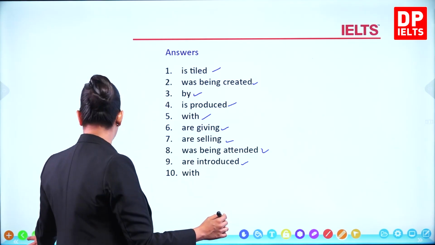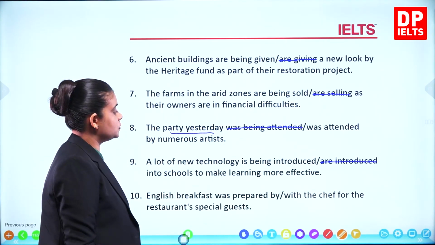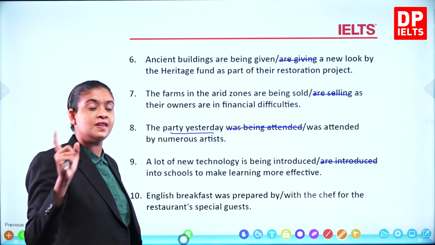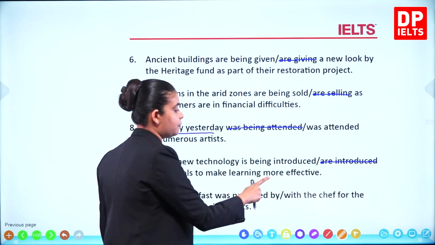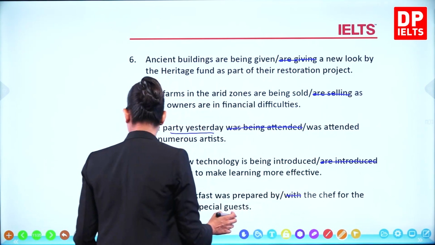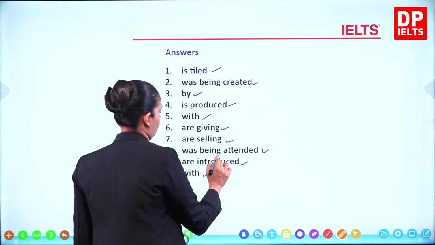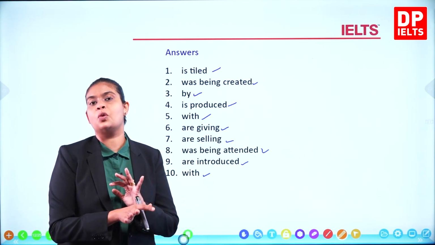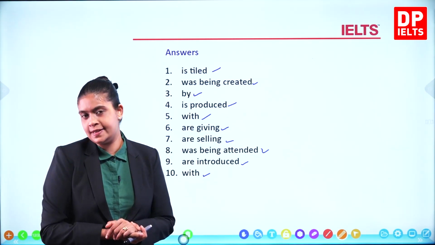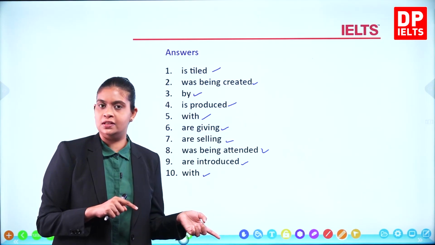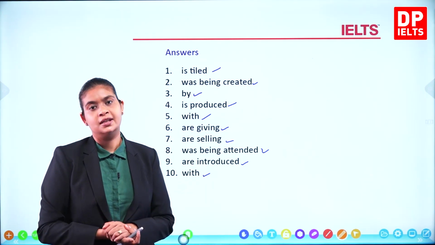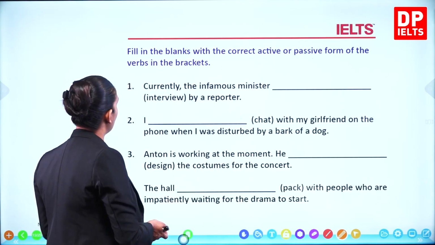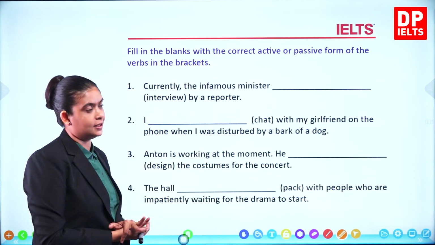The last one here. English breakfast was prepared by or with. Chef is not an instrument. Chef is a person. So it was prepared by the chef. "With" is incorrect. Therefore, here is the answer. So we have discussed all the 10 sentences. We looked at why it was incorrect and which answer was the correct answer. All right. So moving on, let's have a look at the next activity.